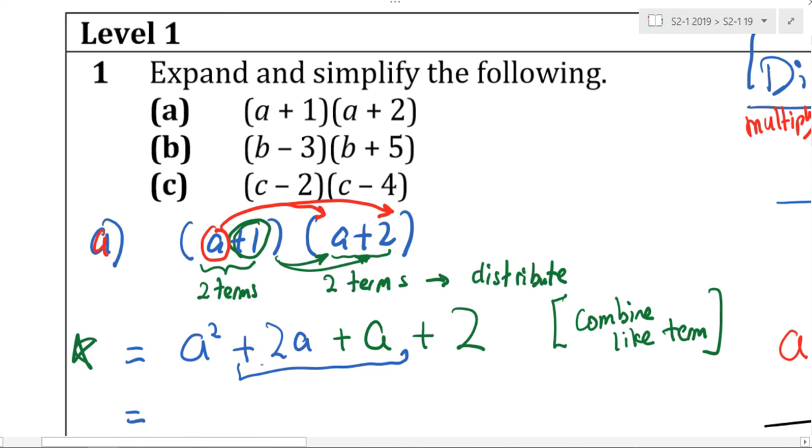It's like 2 apple plus 1 apple. How many apple is that? Jiaming, 2 apple plus 1 apple. How many apple? 3. So therefore, the answer is A squared plus 3A plus 2. Is that okay?